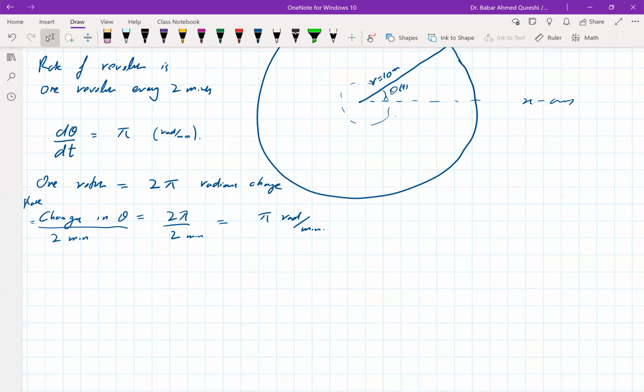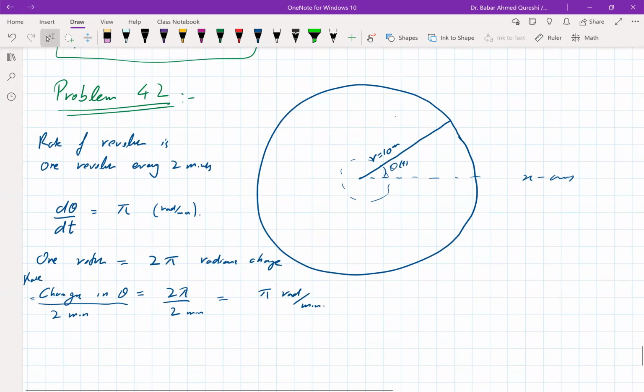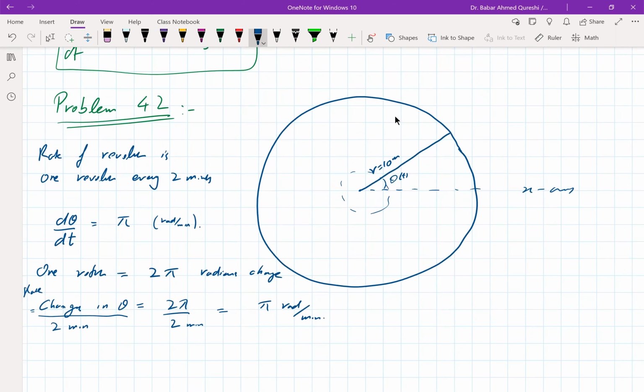is rising when his seat is 16 meters above ground level. So this is 10. The Ferris wheel is obviously like that, and his seat is 16 meters. So this is 16. That means that this is how much? 6.